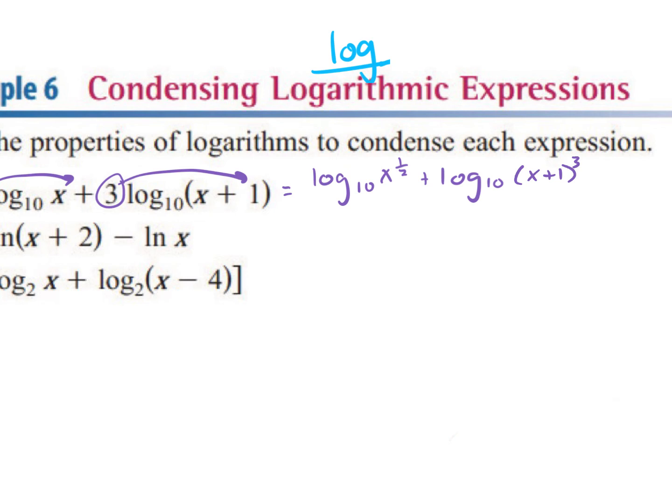So here I have 2. I'm going to condense with multiplication because I have addition here. So we know multiplication goes with addition. So I just multiply the two things that I'm taking the log of. So this would be log base 10. The base never changes, it just stays attached to that log. So log base 10 of x to the 1/2 power times x plus 1 cubed. And that's our answer.